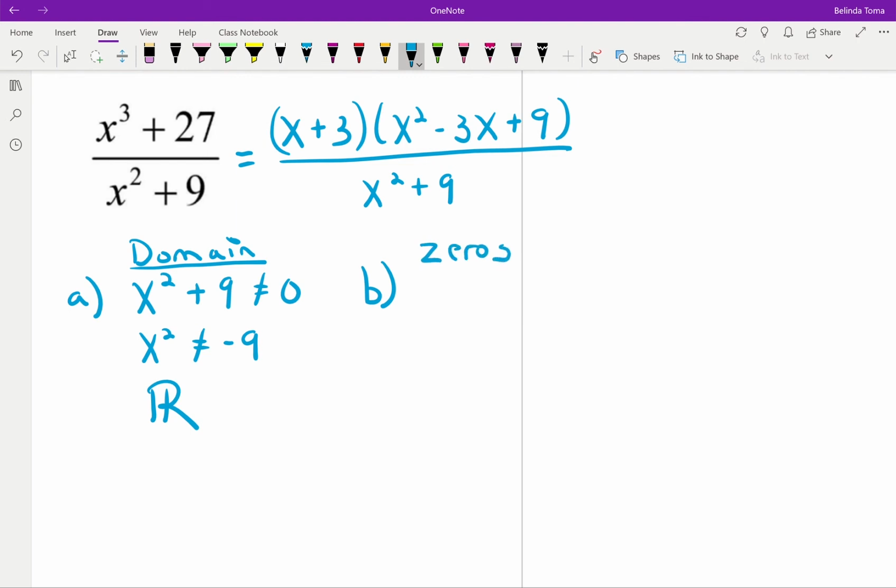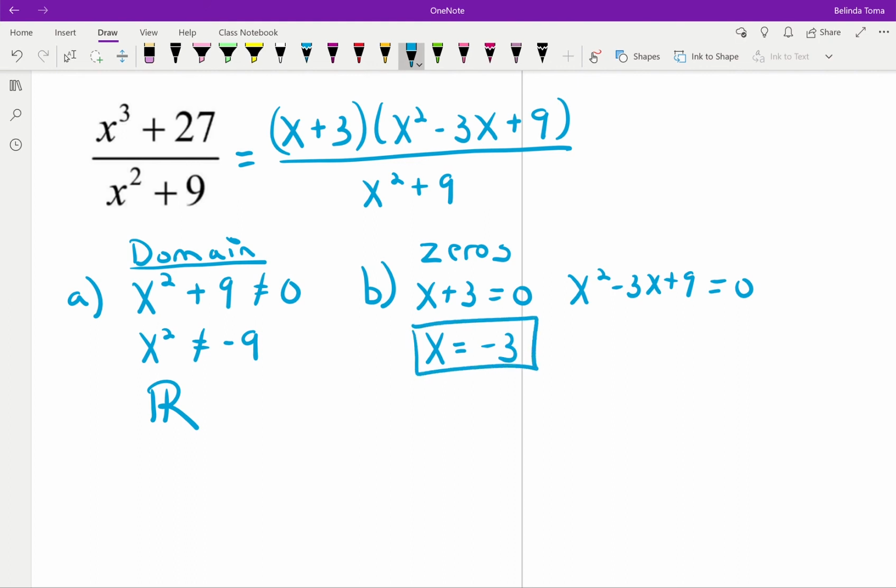When we do B, we're going to be doing the zeros of the function, and so we're going to set the numerator equal to 0. So we've got two factors in the numerator, x plus 3, and x squared minus 3x plus 9. For our purposes, we're just going to list one zero of x equals -3 because this trinomial is not factorable, so we don't include any zeros.